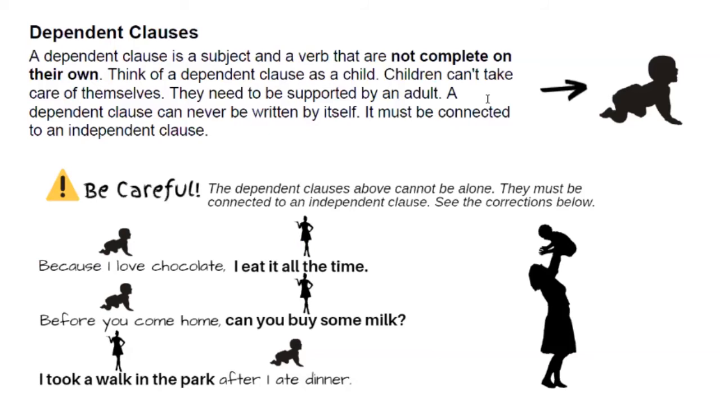We have these examples here. Because I love chocolate, I eat it all the time. Before you come home, can you buy some milk? I took a walk in the park after I ate dinner. Now, because I love chocolate is dependent. It's a baby. Before you come home is dependent. And after I ate dinner is the dependent clause. And if you can see, you can switch around the independent and dependent clauses, some at the beginning and some at the end.